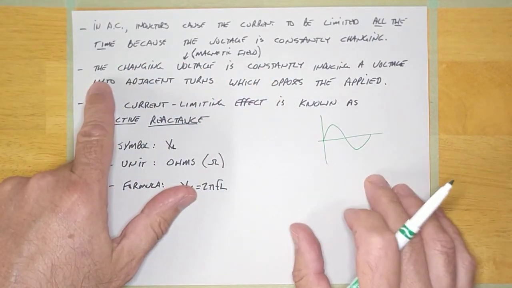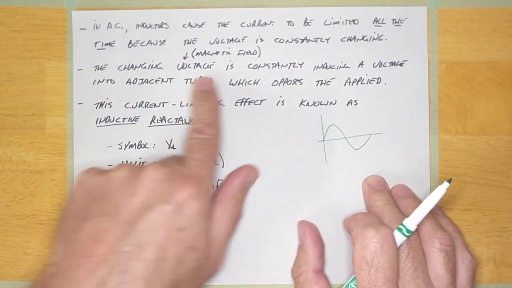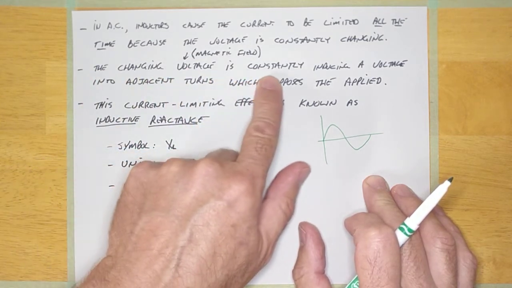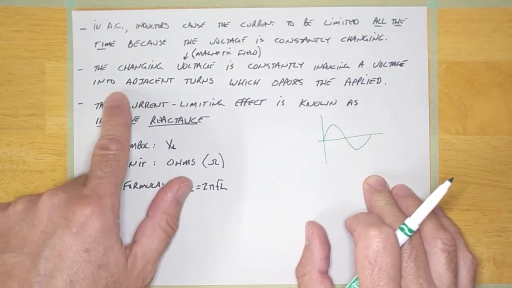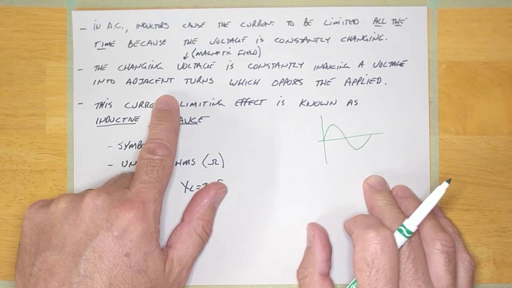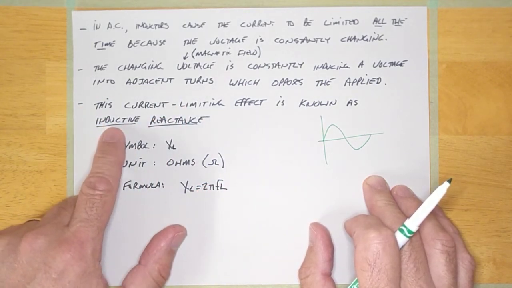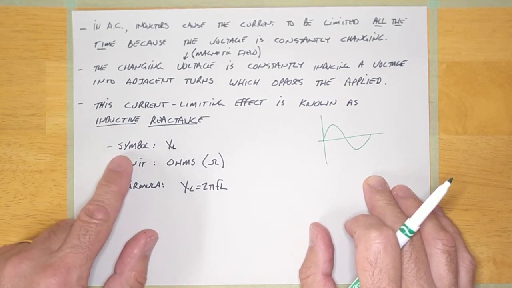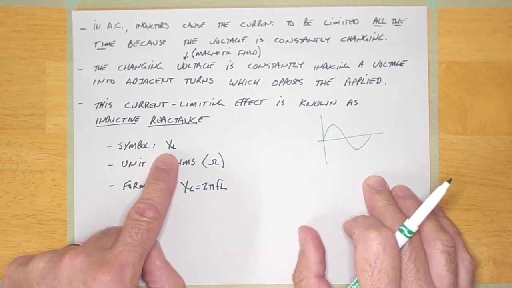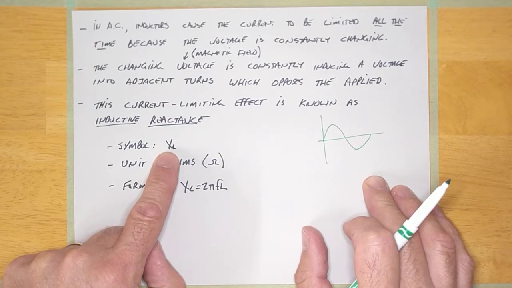And so I've got that right here. The changing magnetic field is constantly inducing a voltage into adjacent turns, okay, which is going to oppose the applied. And this current limiting effect is known as inductive reactance, okay? And so if you remember from level 2, guys, inductive reactance is always represented by the symbol XL.